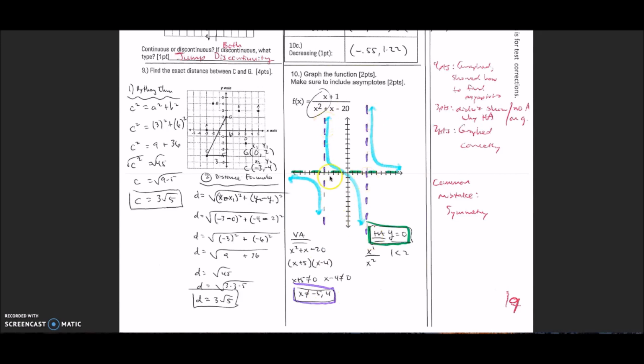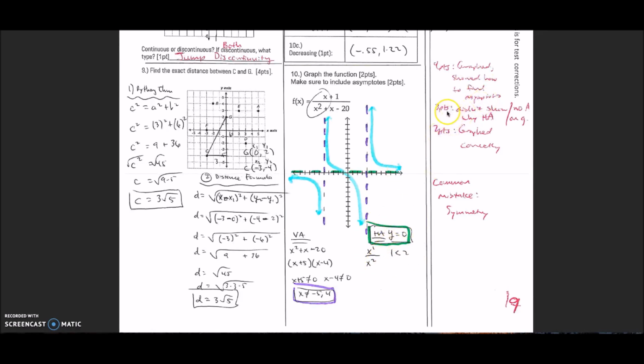These are vertical asymptotes because if you put in -5 there, that's 25 minus 5 gives you 20, 20 minus 20, and then that would be -4 divided by 0, which is undefined. So that's where my asymptotes are. And you can use your graphing calculator to get a sketch like that. You got 4 points if you graphed it and showed how to find both asymptotes, vertical and horizontal. So show me something, right?